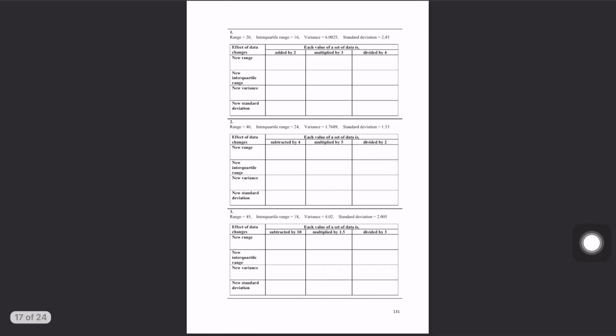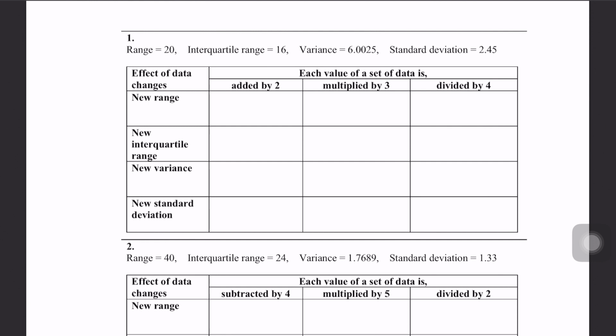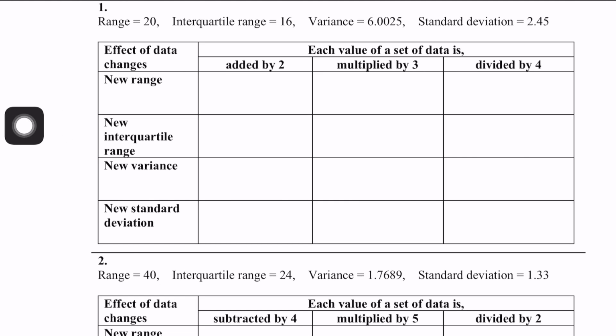Jom kita cuba buat soalan yang pertama. For example, we have range is 20, interquartile range is 16, variance is 6.0025, standard deviation is 2.45. Sekarang kita cari new range, interquartile range, variance and standard deviation when each number in the data set is added by 2. Kalau added by 2 tadi ada berubah tak? Tak ada kan? So the value is still the same. So we have 20, 16, 6.0025 and 2.45.